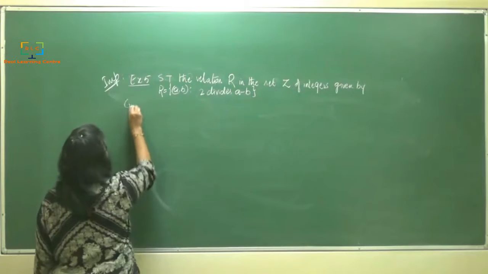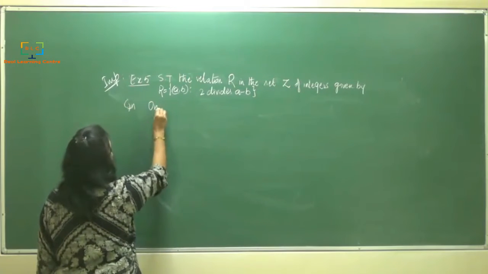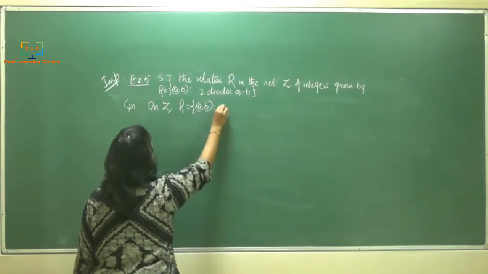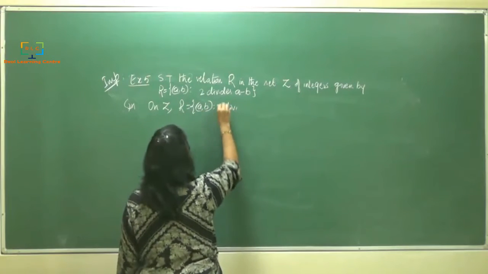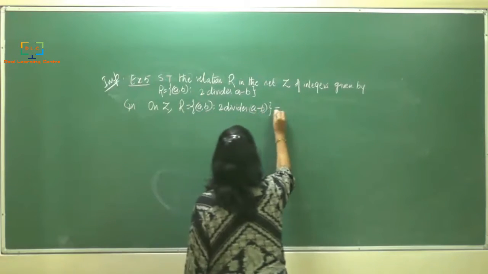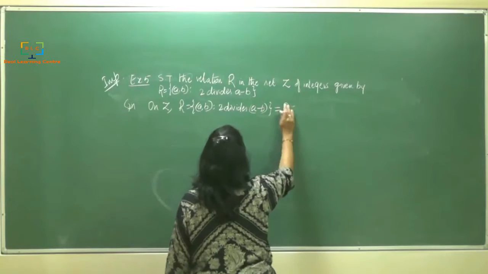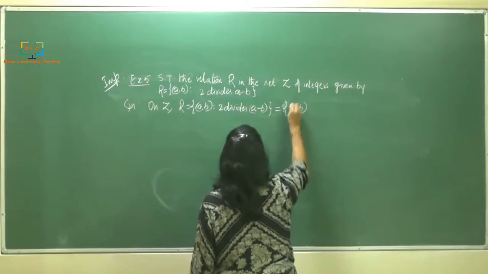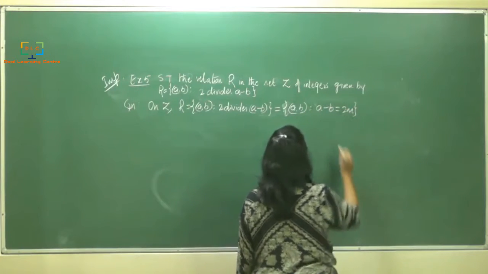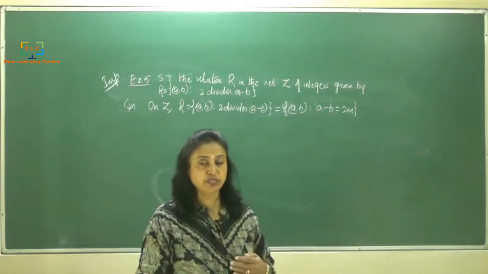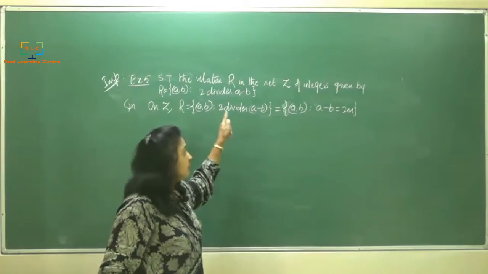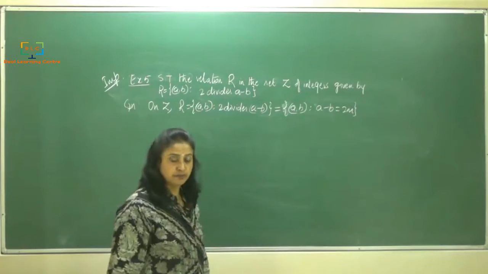The given, on Z we are taking integers, R is equal to (a, b) such that 2 divides a minus b. Now R is equal to (a, b) such that I'll write a minus b is equal to 2m. Okay, 2m or 2k, that will make the job easy for me. I'm writing it as 2m because a minus b is divisible by 2, so I can write a minus b equal to 2 times some other number and I'll call it m.